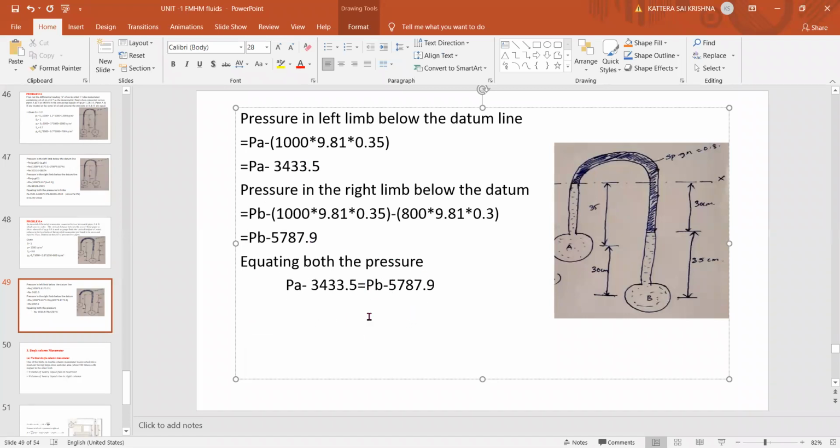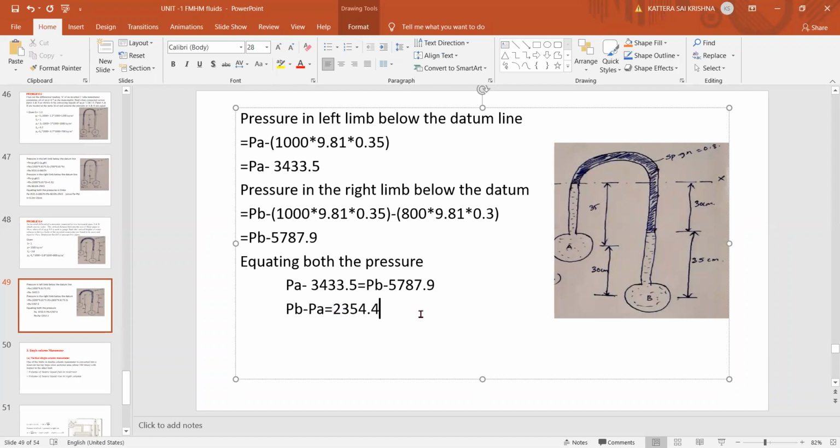So what you will get? PB minus PA equal to. So you can see here PB minus value is more. So definitely PB value will be more. So PB minus PA is equal to 2354.4. 2354.4, sir.